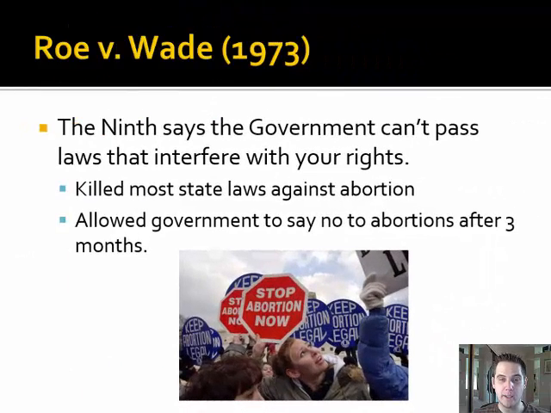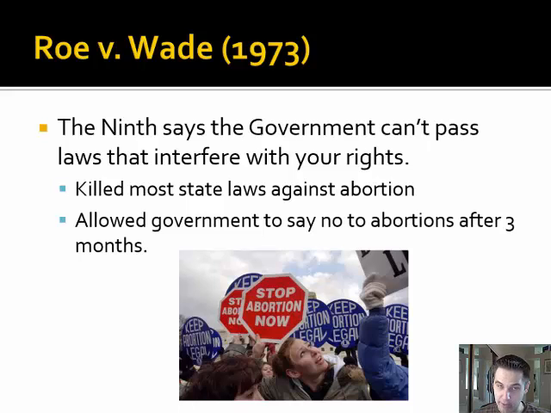Roe versus Wade is another Supreme Court decision that was handed down in 1973, and this is the most controversial Supreme Court decision in the last 100 years, if not in our entire history, because this has to do with abortion. And it was a very close decision, and it's been revisited numerous times, and it will most likely be revisited again multiple times in your lifetime, because it is just such a tricky area and is such an emotional topic that it just does not go away.